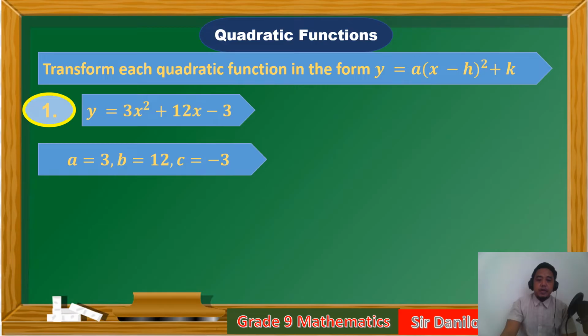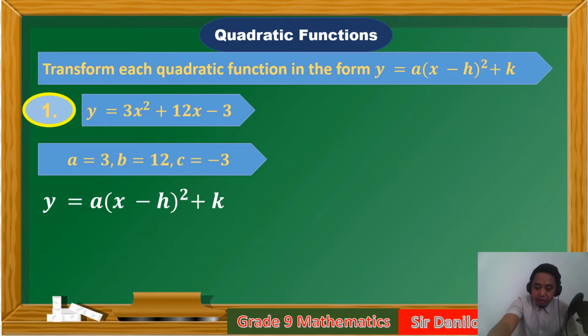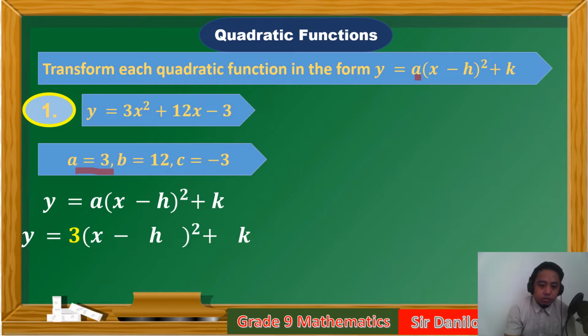yan, kukunin mo si a, b, and c. And then, ito yung goal mo. Why do you have to get a? Kasi here, may a ka na, no? So, ito, papalitan mo na lang ito. Si a. So, you have a. And then, in your formula, you have a. So, ito, palitan mo na lang. Ano na lang yung kulang natin? H at saka k na lang. So, ang goal natin is, ito na lang, kunin natin ito si h. At saka kunin natin si k.